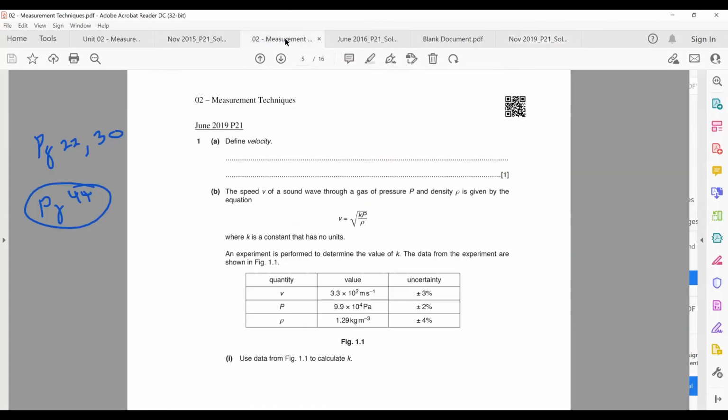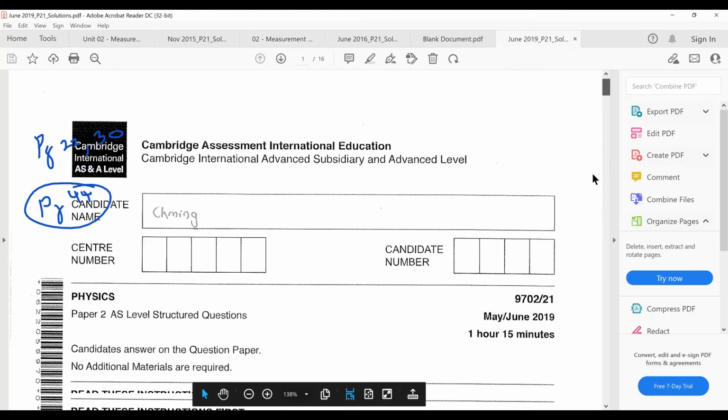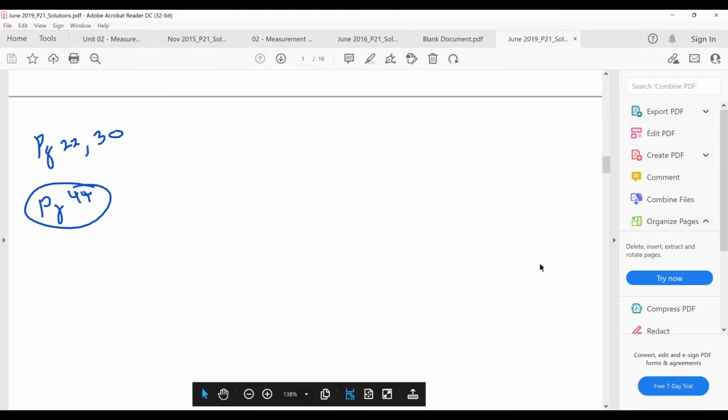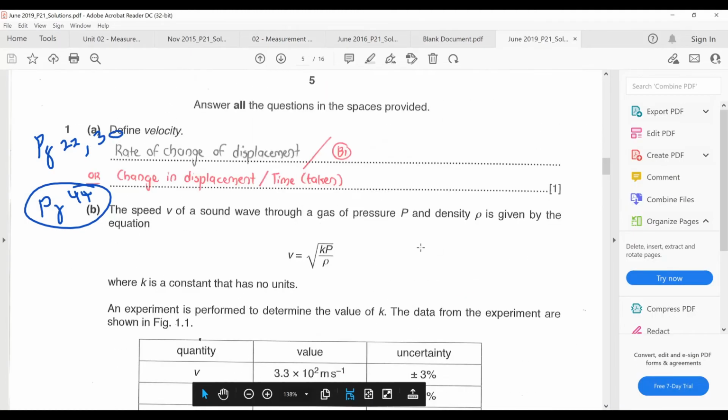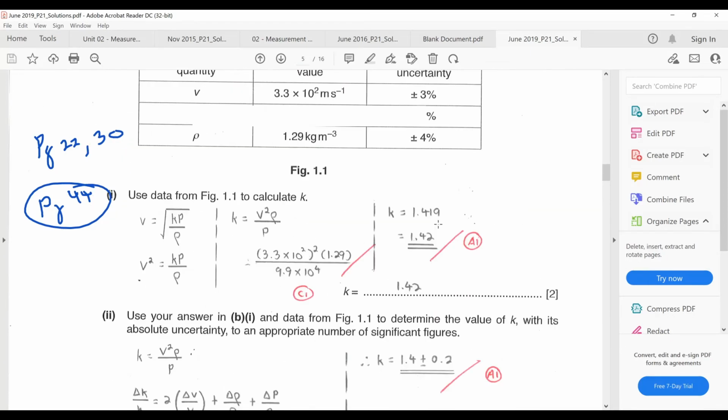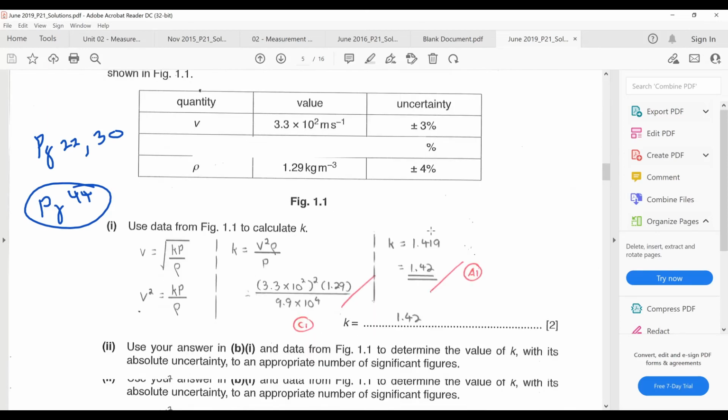Hey, why do you have to define velocity here? June 19, P21, page 44. Okay, define velocity. Velocity is the rate of change of displacement. That's something you would have already learned in your kinematics chapter.